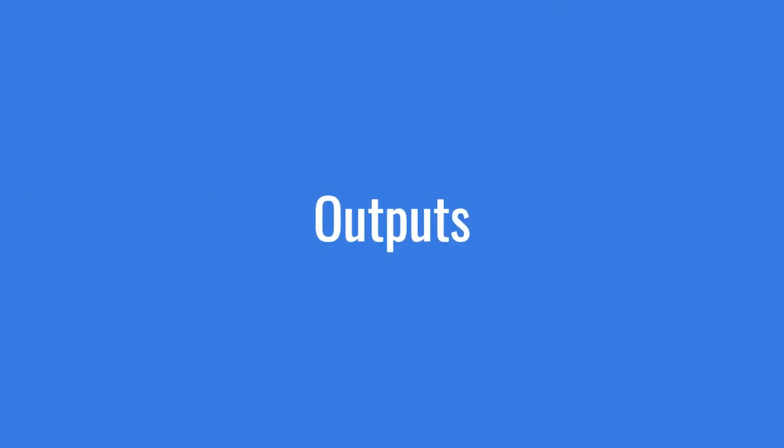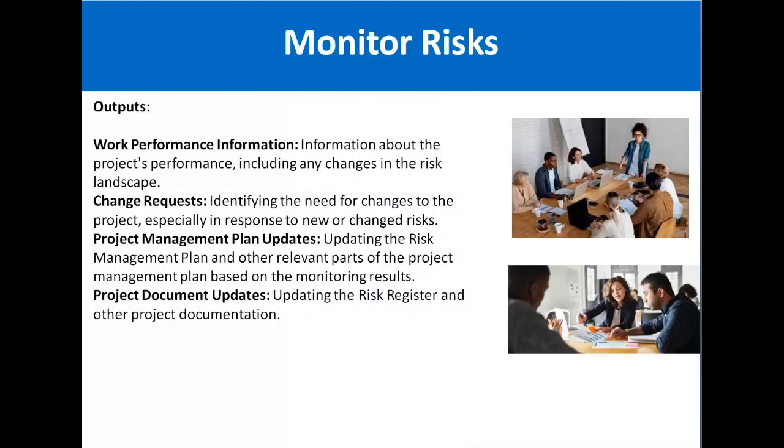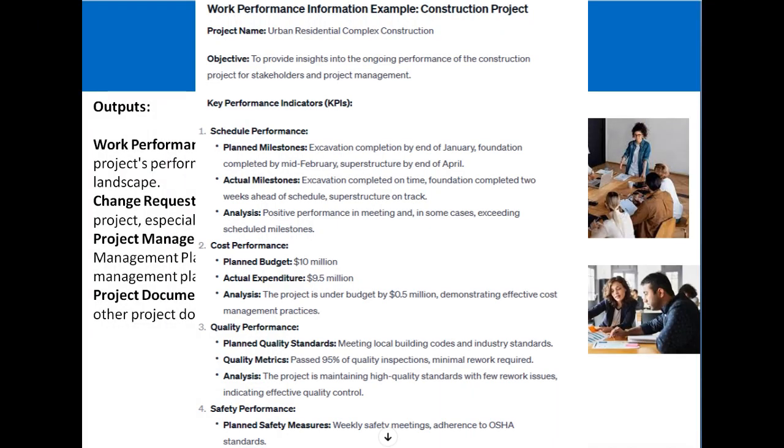Then output. Friend, the output of monitor risk is the work performance information, meaning the performance, actually, like if there are any changes in the risk landscape, whether you are handling risk properly or not. Basically this is the information.